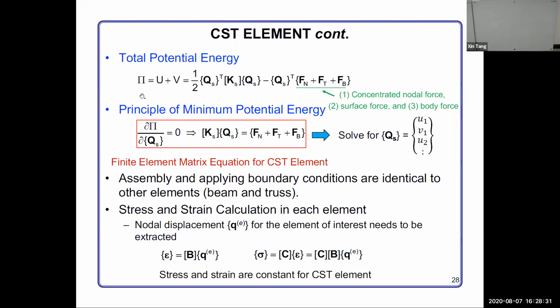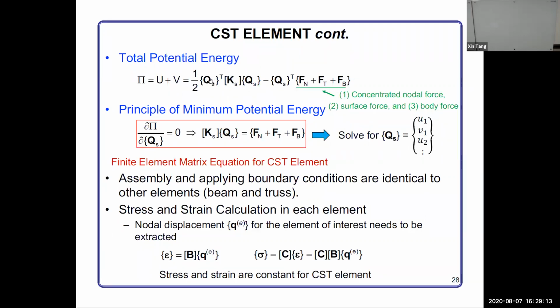And then when we have those potential energies, we have the total potential energy. When the solid is in equilibrium state, we can take the derivative of the potential energy with respect to the degree of freedom. And if the solid is in the equilibrium state, this differentiation will equal 0. Once the derivative of this phi term equals 0, we will have Ks times Qs, these two matrices multiplied together, equal to all the external force.